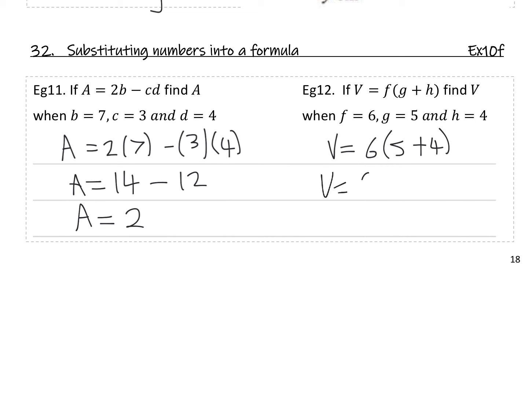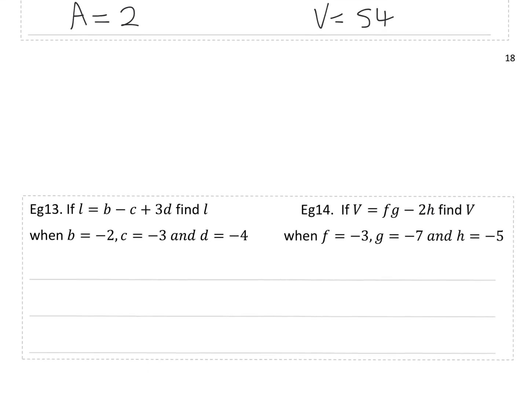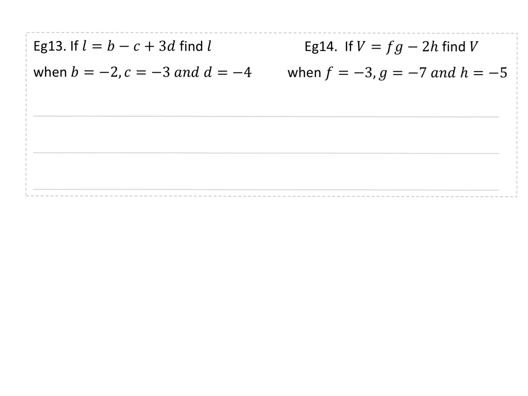So we do the brackets first, which will be the 5 plus the 4, which gives us 9. And then we can do 6 times 9, because the numbers are beside each other. That means multiply. So 6 9s are 54. You can pause the video and have a go again there at example 13 and 14 before I go through it.